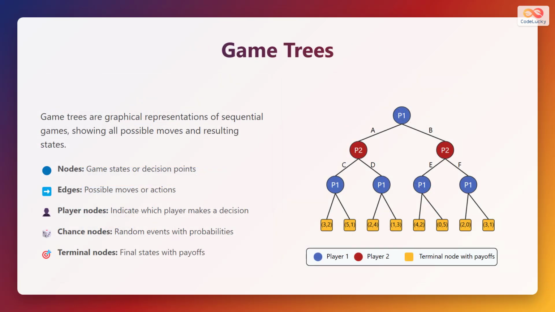Game trees are visual representations of sequential games. These trees show all possible moves and the outcomes that result from those moves. Let's explore the key components of a game tree.